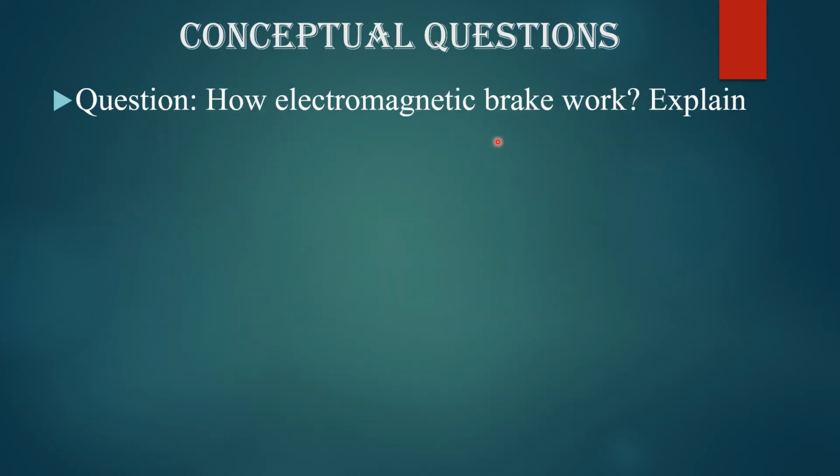Question: how does an electromagnetic brake work? Explain. An electromagnetic brake works on the principle of electromagnetism. We apply magnetic flux perpendicular to the direction of rotation of the wheel, and there will be eddy current, and the eddy current will flow in the opposite direction of the wheel. Due to this, there will be a force to oppose the rotation of the wheel.